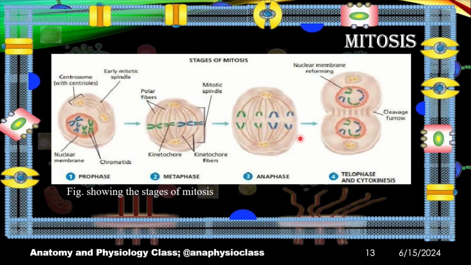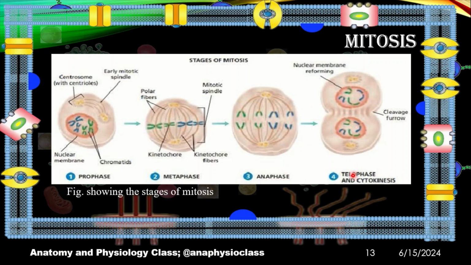Then in anaphase, those mitotic spindles or kinetochore fibers will now divide each and every chromosome into two sister chromatids, and each group of sister chromatids will now be aggregated at the two ends of the cell.